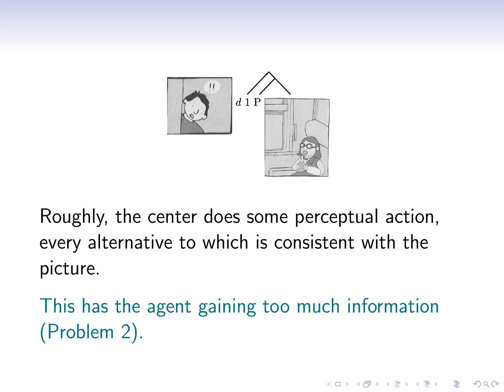Roughly, the center does some perceptual action, every alternative to which is consistent with the picture. This has the agent picking up all of the information in the picture. Let's see why. Let's say Michael hallucinated the girl eating this rabbit sandwich while not hallucinating or paying attention to anything specific about the configuration of the window in back. This would mean that Michael has some alternatives where the girl is eating a rabbit sandwich, but the window is opened at a crack. So that's an alternative for Michael, but it's not an alternative consistent with the picture, because the picture doesn't show the window open at a crack.